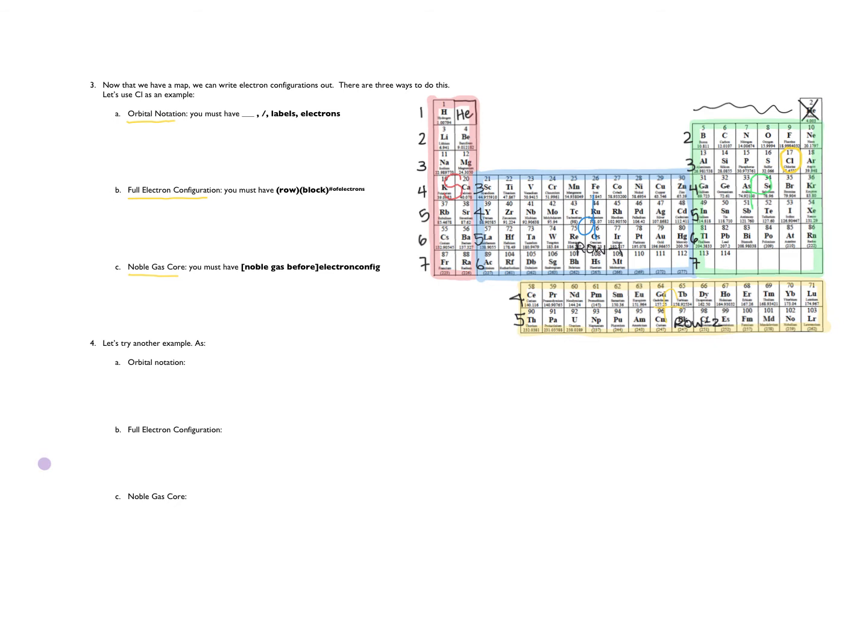Now we're at 2, 2s, 2. We're going to keep going across. Now this is 2p, because it's the second row and it's the p block. 2p, 1, 2, 3, 4, 5, 6. Okay, so we're going to follow that pattern, and we're just going to read straight across the periodic table until we get to chlorine.